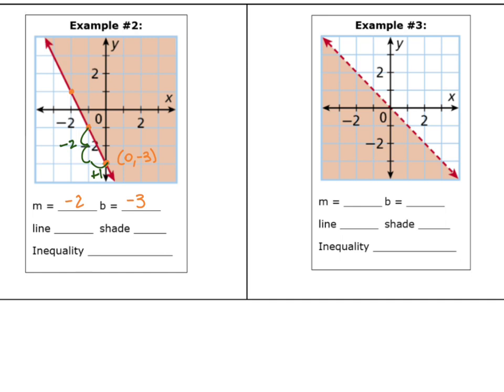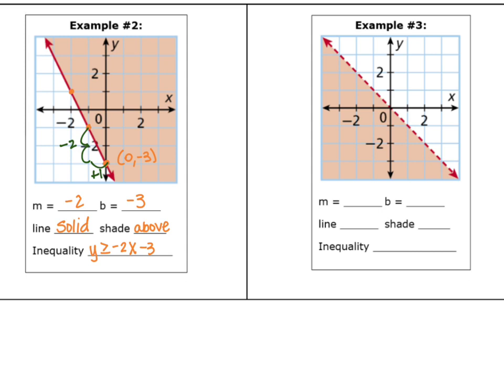All right, that line is solid. So that means I will have a less than or equal to or greater than or equal to, and that shading is above. So when I write my inequality, I write y is greater than or equal to. Remember, above means it's going to be greater than, and the equal to is because it's a solid line. -2, which is my slope, x minus 3, my y-intercept. Let's try one more example.